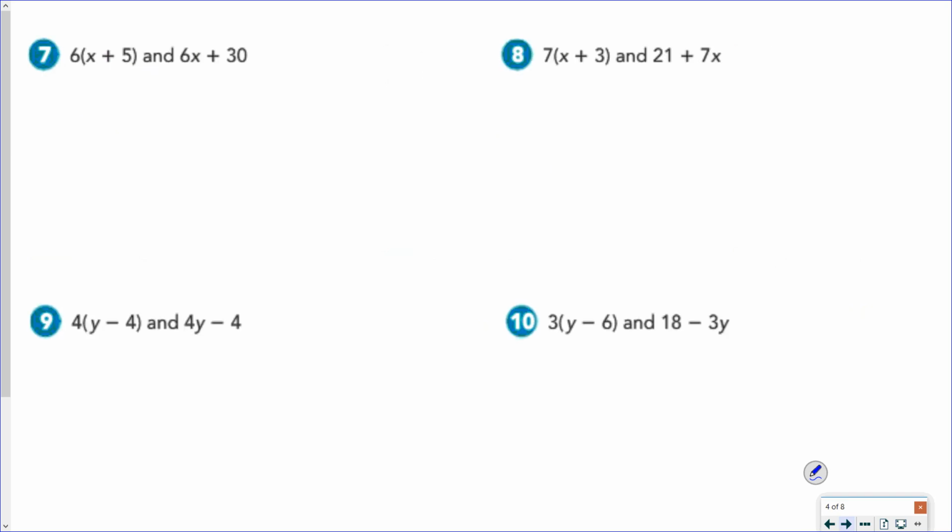For this set of questions, we're determining if the two expressions are equivalent. So for number 7, if we were to do our expansion, 6 times x is 6x, 6 times 5 is 30. So we'd have 6x plus 30. 6x plus 30 are the same. So yes, they are equivalent. For number 8, 7 times x is 7x, 7 times 3 is 21. And since we can move things around with addition, these would also be equivalent.